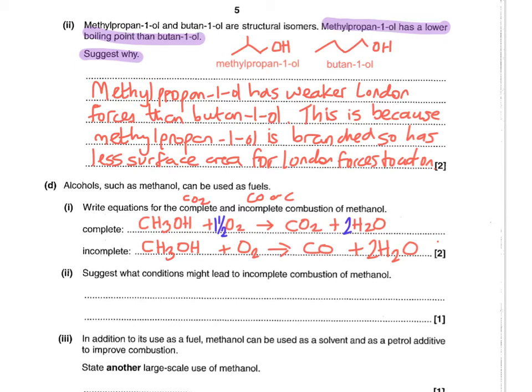So then it says suggest what conditions might lead to the incomplete combustion of methanol. And like any hydrocarbon combustion, alcohols being organic will burn in the same way in an insufficient supply of oxygen. So it will be a lack of oxygen in the air. Okay, so let's move the page down a little bit.